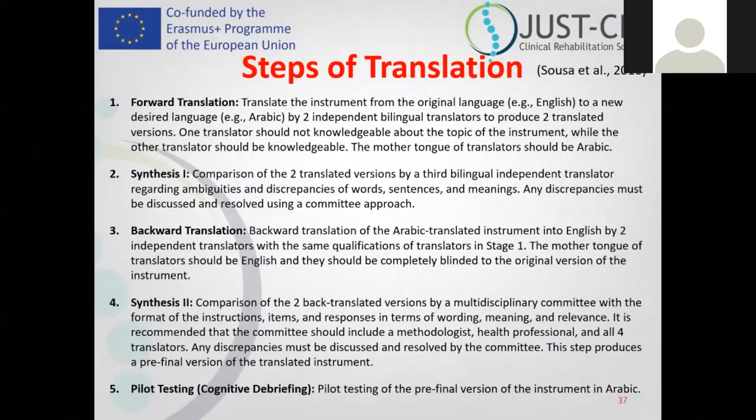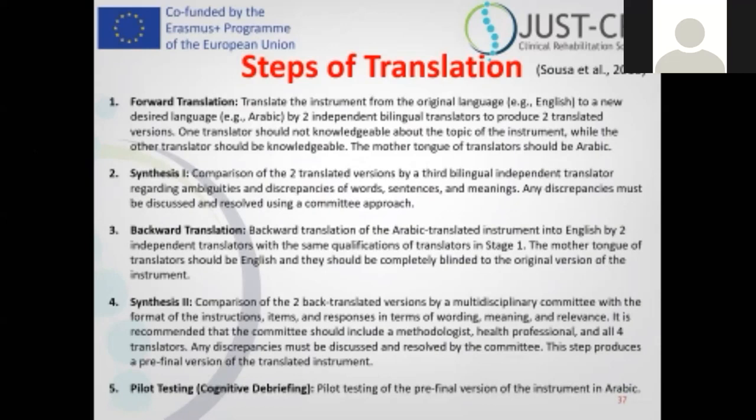One of the translators should be knowledgeable about the topic of the instrument. For example, an occupational therapist could be one of the forward translation translators, and another individual who is not knowledgeable about the health outcome or the outcome measure that is being translated. It's important to emphasize that the mother tongue of both translators should be Arabic, which is the desired language of translation.